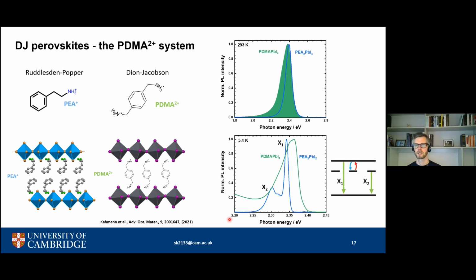You can again see normalized PL as a function of the energy. In blue, the PEA lead iodide. We know already there are distinct peaks in the system. I labeled them X1, X2 here, and there's a whole discussion of what this means. There could be triplet states, dark excitons. There could be bound excitons.